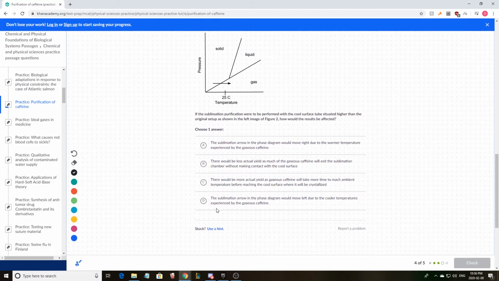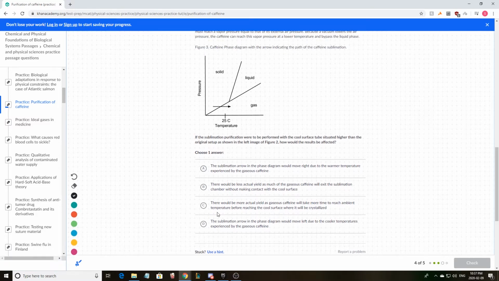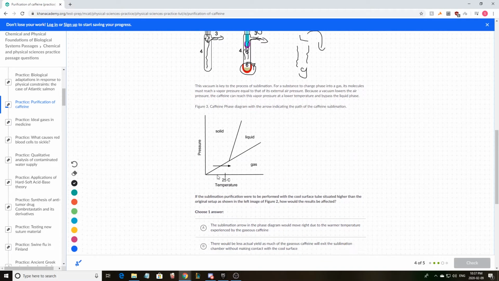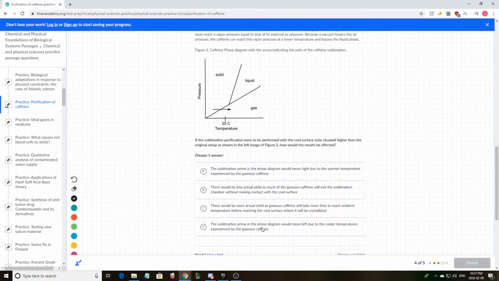And option D states the sublimation arrow in the phase diagram would move to the left to the cooler temperatures experienced by gaseous caffeine. Now, again, you have to understand that this is kind of a red herring. They're basically just trying to throw you off with logistics of different aspects of the question. So the sublimation arrow in the phase diagram would move to the left due to cooler temperatures. So they're talking about this arrow moving further to the left, so like over here.